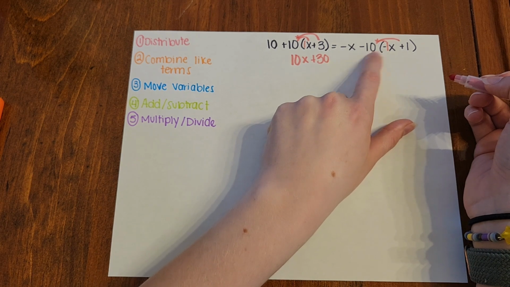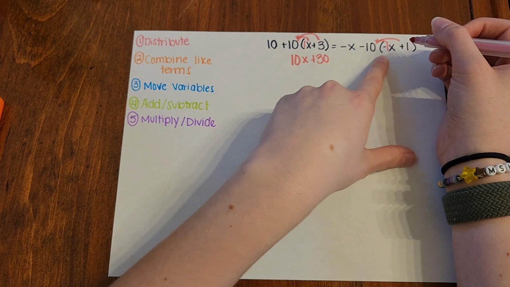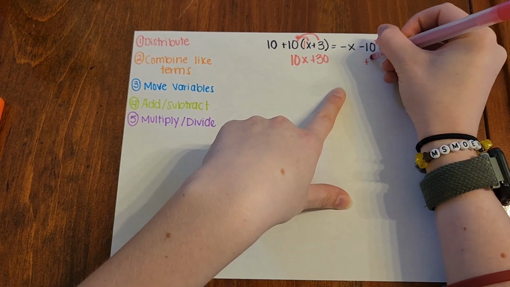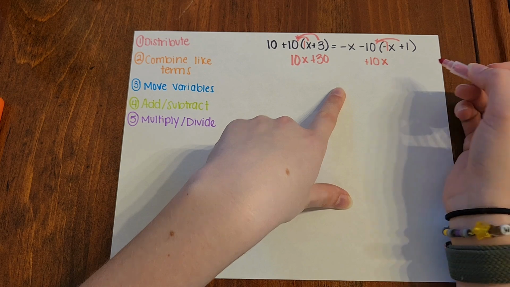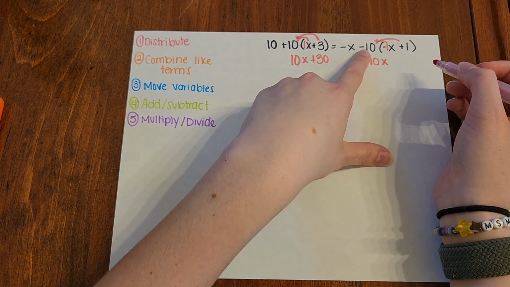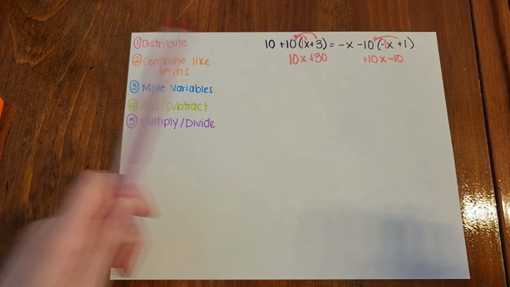So if we take negative 10, we're going to multiply it to that negative 1. And the two negatives, when we multiply them, cancel each other out, so it gives us positive 10. And we're bringing down that x next to it as well. Then negative 10 times 1 is just going to be negative 10.